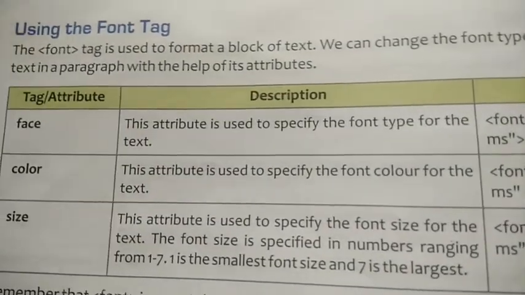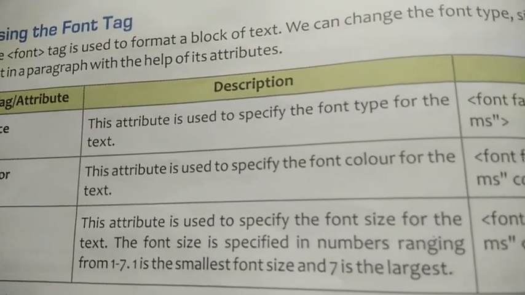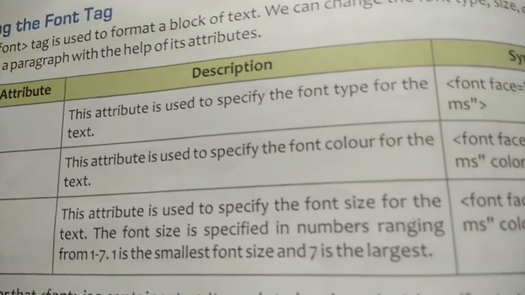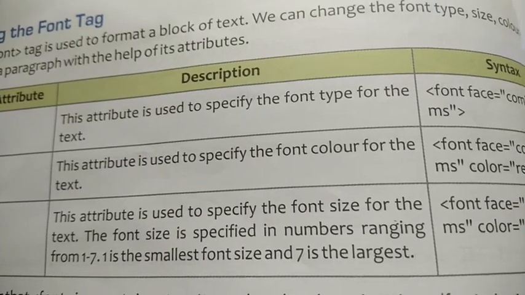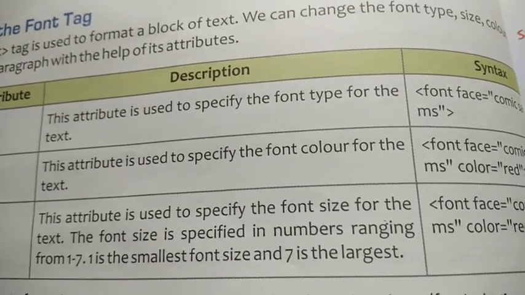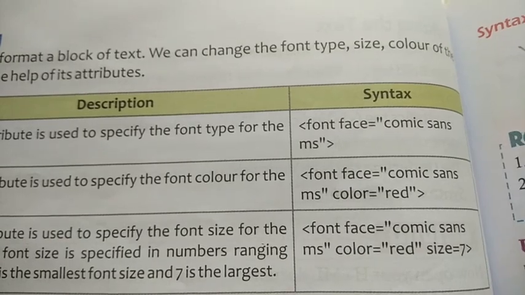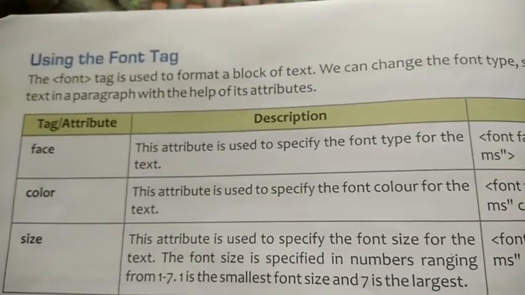Okay, then after that you can see the size attribute, used to specify the font size for the text. The font size is specified in numbers ranging from 1 to 7. 1 is the smallest font size and 7 is the largest. Then you can see a syntax: font face comic sans ms, color red, size 7. So this table is your font tag.